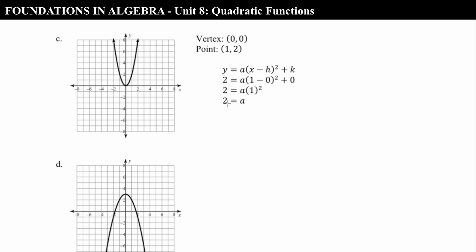So we've got our a value. We're going to plug that back in. y equals 2, and then we've got no h and no k, so we're just left with the x squared. So that's our equation for that graph.